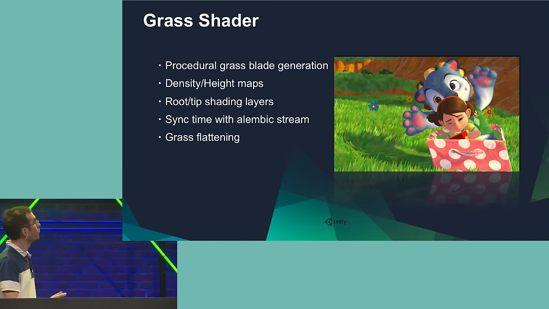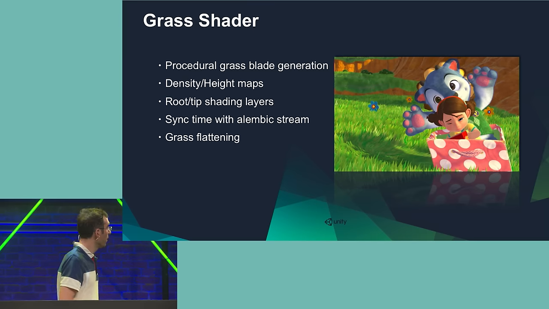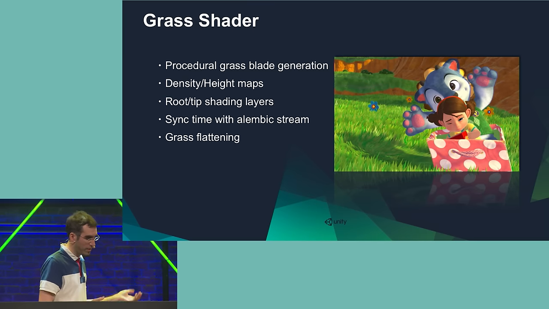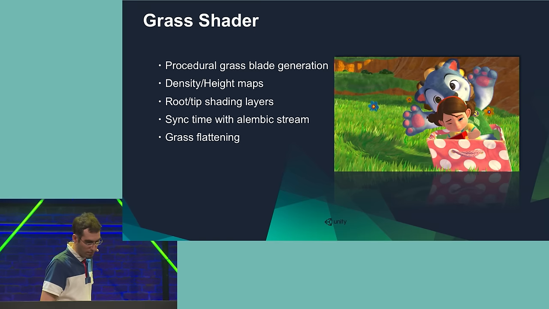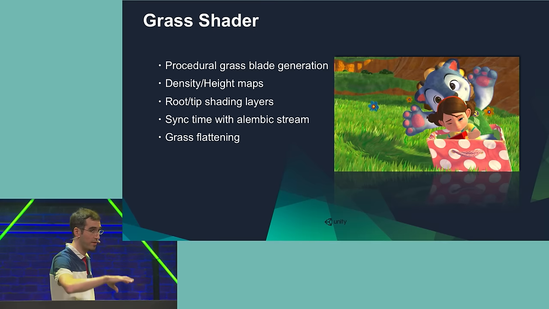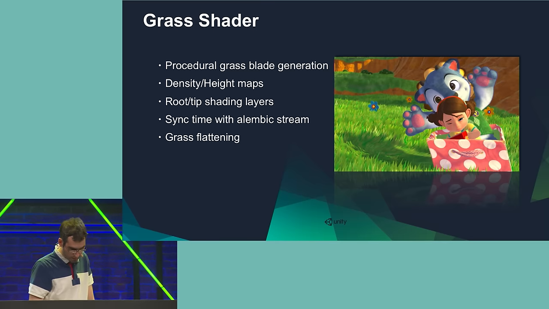We also built our own grass shader that would generate all those grass blades procedurally and animate them. Again, a full set of maps controls density, height, et cetera, root and tip color. And we also had some kind of shadow-map-like algorithm to flatten the grass wherever the little box comes on top of it.